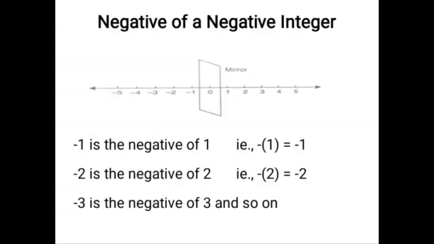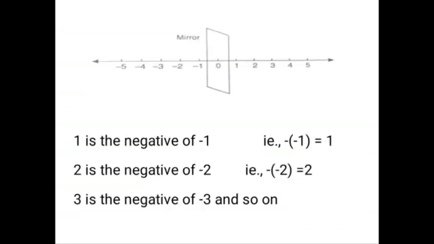Now, negative of a negative integer. First of all, we have to know the negative of a positive integer. Negative of +1 is -1. Negative of +2 is -2. Negative of +3 is -3. Negative of +4 is -4, and so on. If I place the mirror towards the negative integers, we get like this. The negative of -1 is +1. The negative of -2 is +2. The negative of -3 is +3.